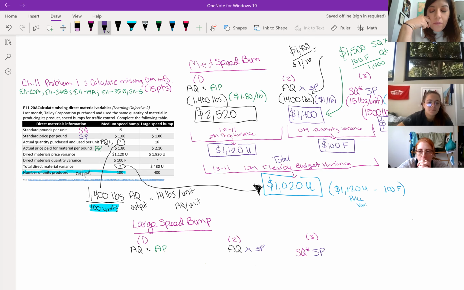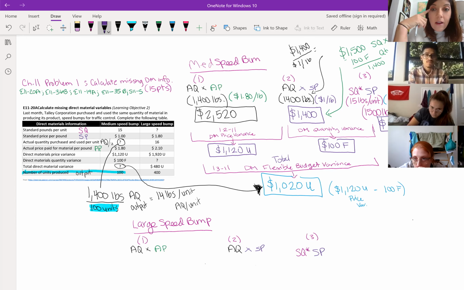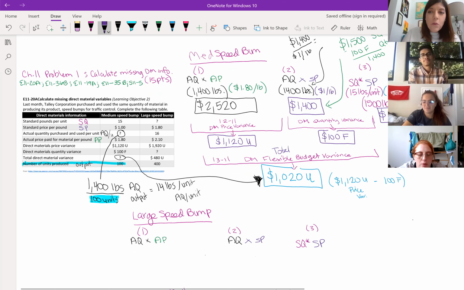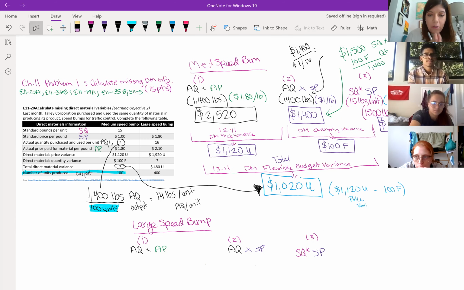Okay. So this problem is having you calculate missing information and solidify your understanding of the variances and what goes into the variances. So you're not going to be using the formulas per se, except to calculate missing information. I think it's fun. It's like a puzzle. I wouldn't recommend studying this one first.